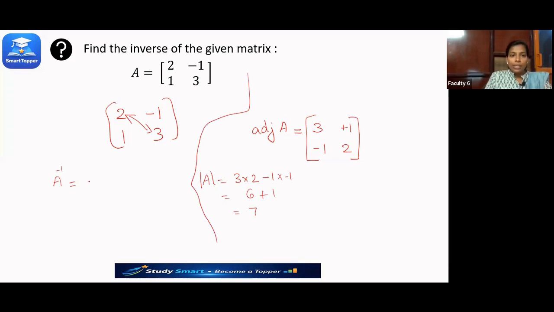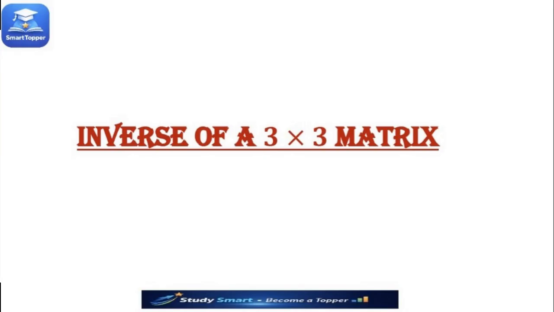A inverse is what? It is 1 by determinant of A into adj of A, right? So, what is the determinant? 7. So, 1 by 7 into 3, 1 minus 1, 2. So, this is our A inverse. So, next we are going to discuss the inverse of a 3 by 3 matrix.